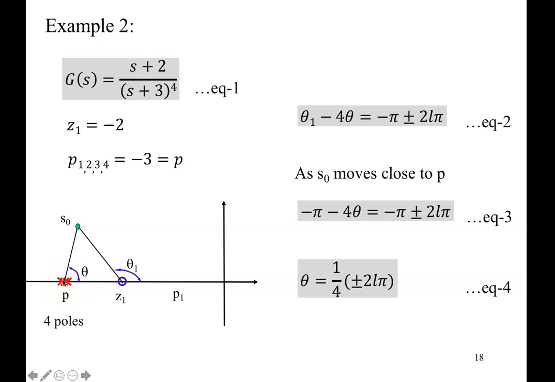Now if I apply the phase condition, I get theta times 4, negative because it's a pole. This theta 1 is positive, and when I push this towards there, that gives me pi.